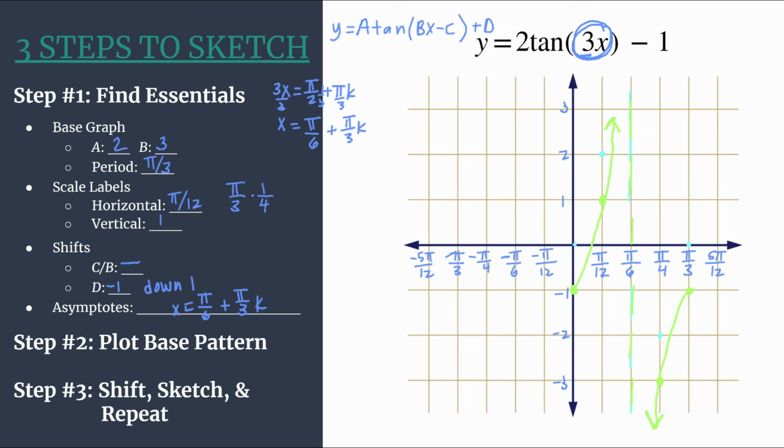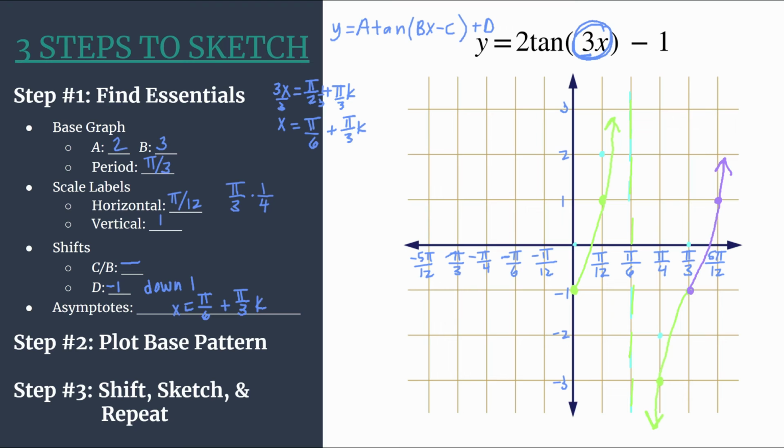Now all you have to do is repeat the pattern, and you can do that as many times as you need. We really only have space to repeat one more cycle going right, but you could see another asymptote would happen at 6 pi over 12, which would reduce to pi over 2. And that, if you plugged in k equals 1, is what your asymptotes equation would give.